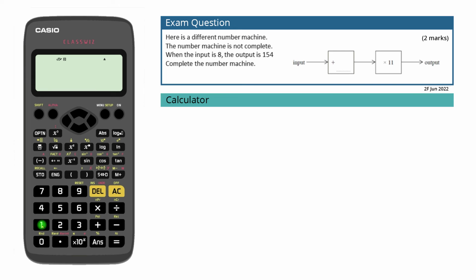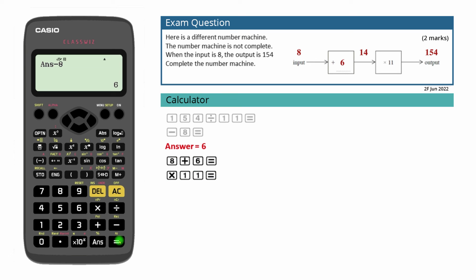Complete the number machine. To answer the question, it's a good idea to write the information from the question on the diagram. Write 8 over the input and 154 over the output. We will need to work backwards from the output, so enter 154 divided by 11 because division is the opposite of multiplication. And then press equals and the answer is 14. We'll write this down over the middle arrow. Then we will subtract 8 because subtraction is the opposite of addition, and again press equals. The answer is 6, and this is our answer to go in the box.